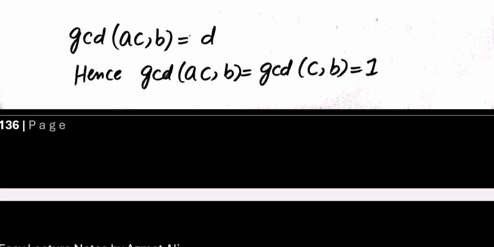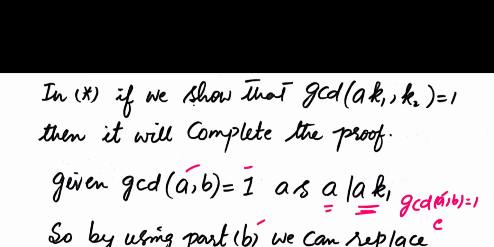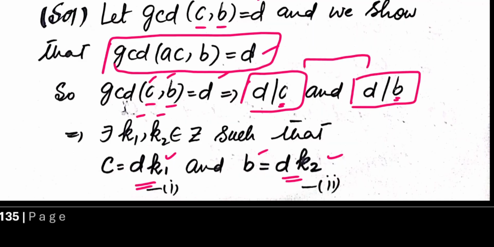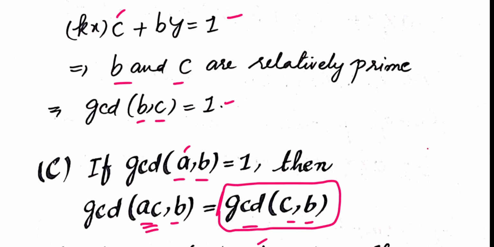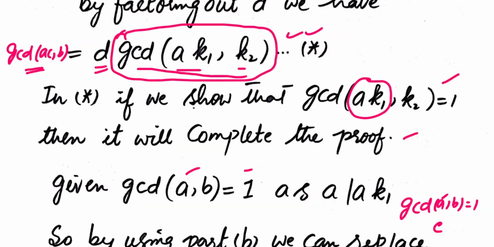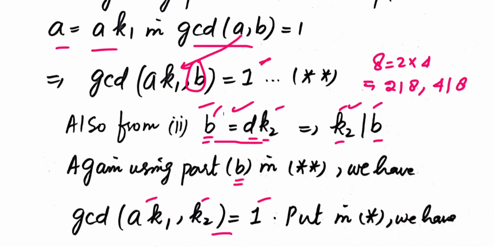This becomes GCD of AC and B is equal to D into 1, and D into 1 means D, that is required. Hence GCD of AC and B, and GCD of C and B, this is equal to D, sorry, D here, it should be D here. That is, both have the same GCD.